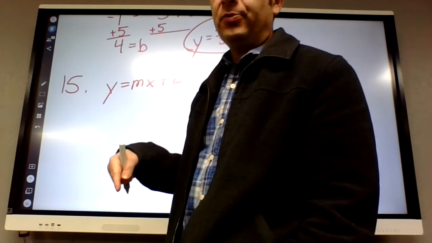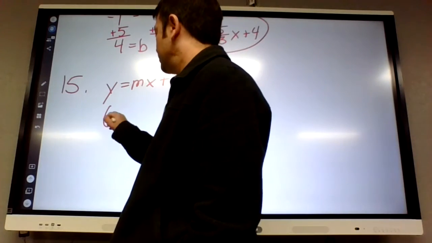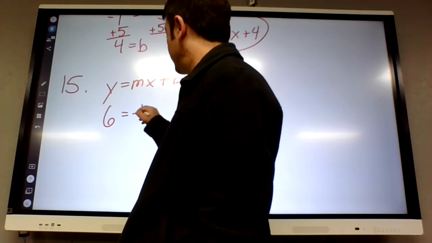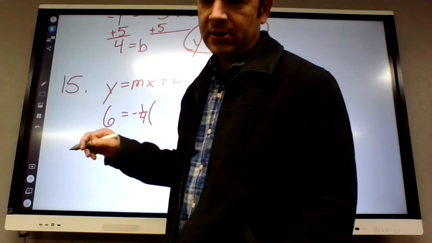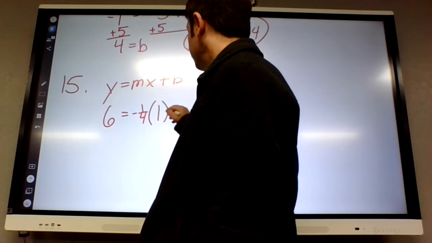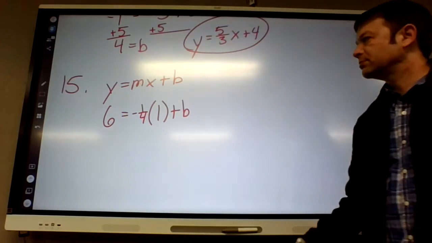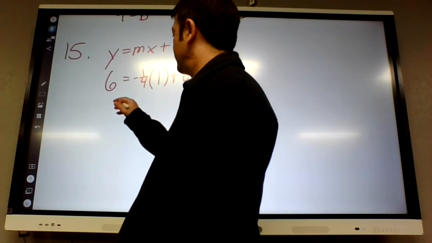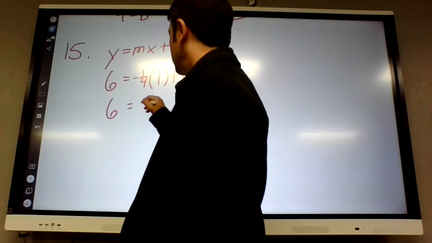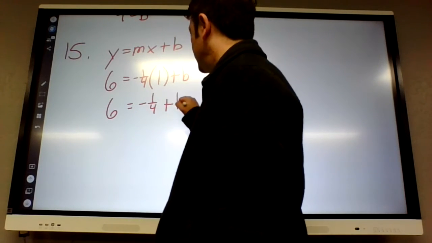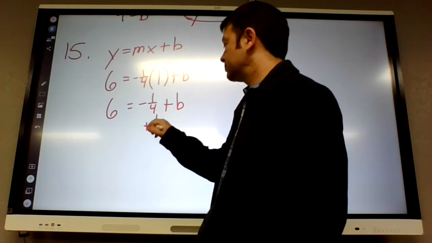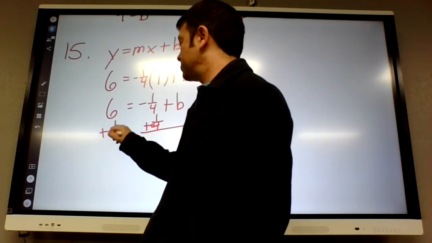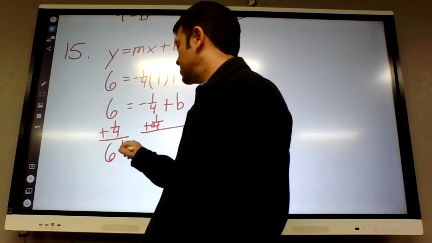So what am I going to put in for y? 6. What am I going to put in for m? 1. Just kidding. Negative 1/4. What am I going to put in for the x? Just kidding. 1. What is 1 times negative 1/4? Negative 1/4. How do I solve this for b? Add 1/4. What is 6 plus 1/4? 6 and 1/4.